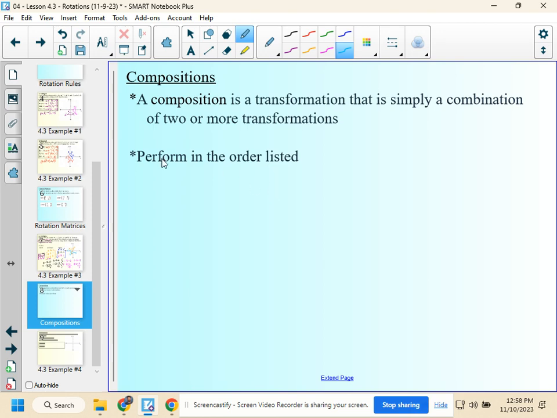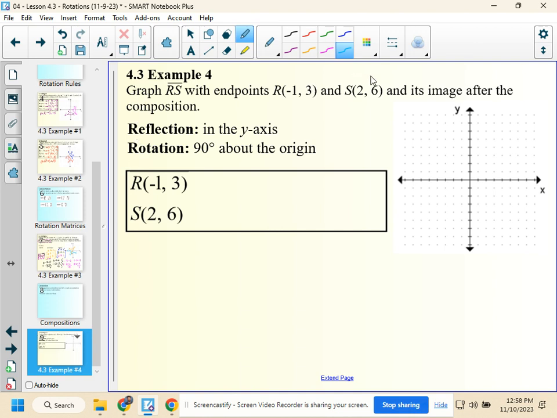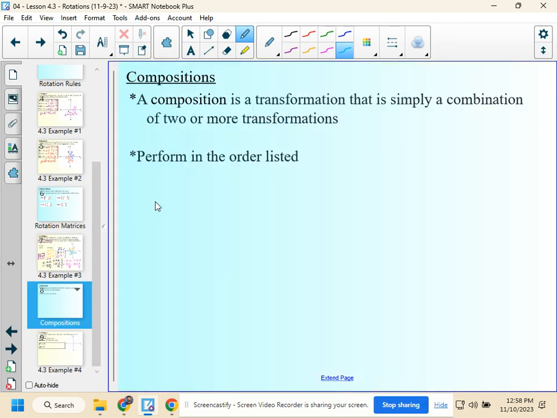The tricky part is this, though. We did say perform in the order listed. Here's an example of one. Maybe it's helpful to see one. It says do a reflection, then a rotation. You go in order. You do the reflection first, then the rotation second. But you also keep working off the new figures.